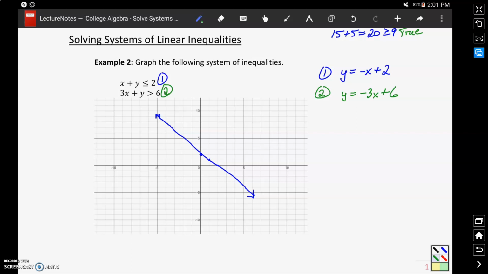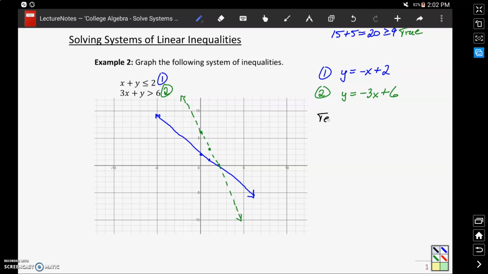For inequality 2, we have a y-intercept at 6 and a slope of negative 3, so we'll go down 1, 2, 3, and then over 1, down 3, and over 1 again. In this case, this inequality has a strict inequality statement, strictly greater than 6. So we'll use a dashed line to represent that boundary, meaning the points along that line itself aren't solutions that make our inequality statement true.